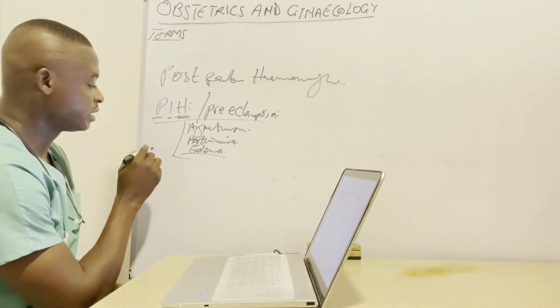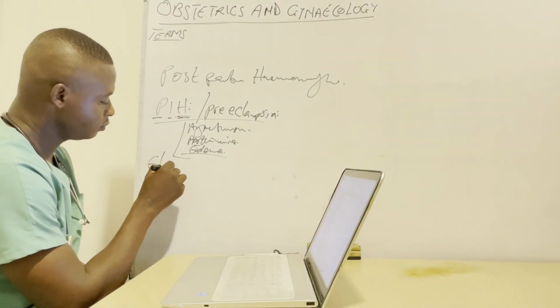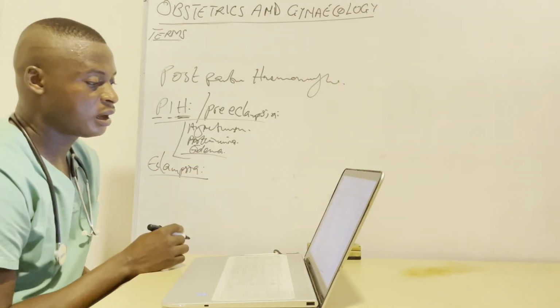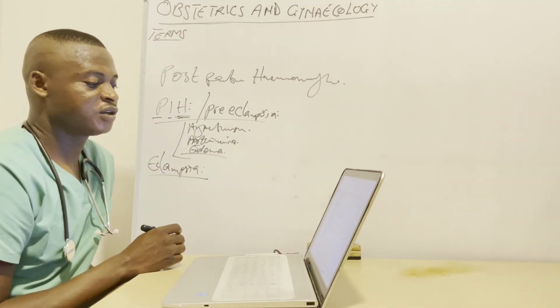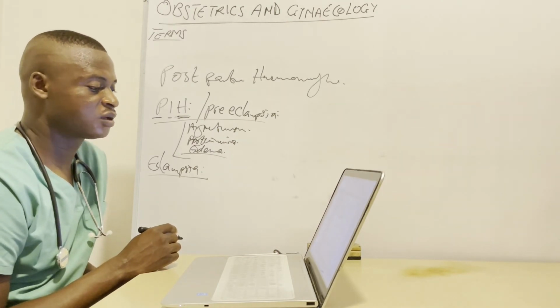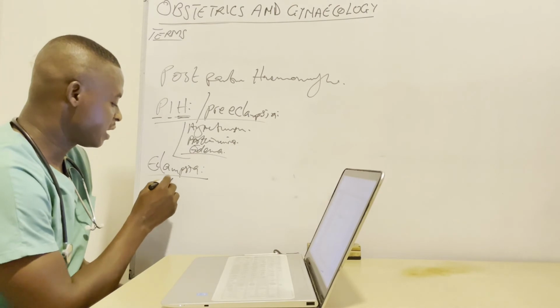All right, now let's look at eclampsia. Eclampsia is the worst stage of PIH, characterized by an epileptic type of fit called eclamptic fit.